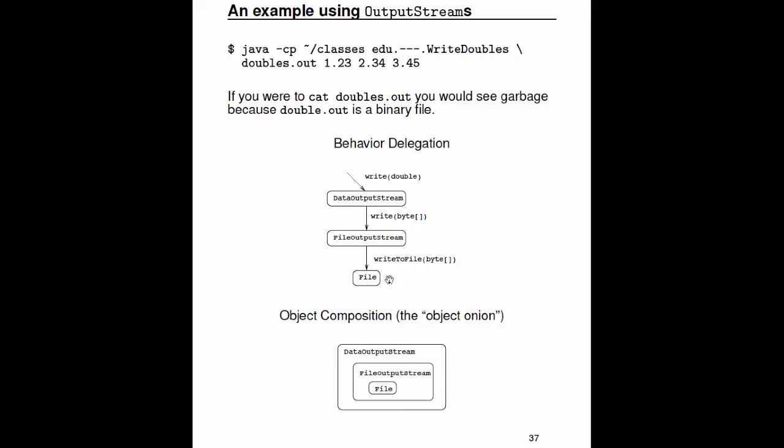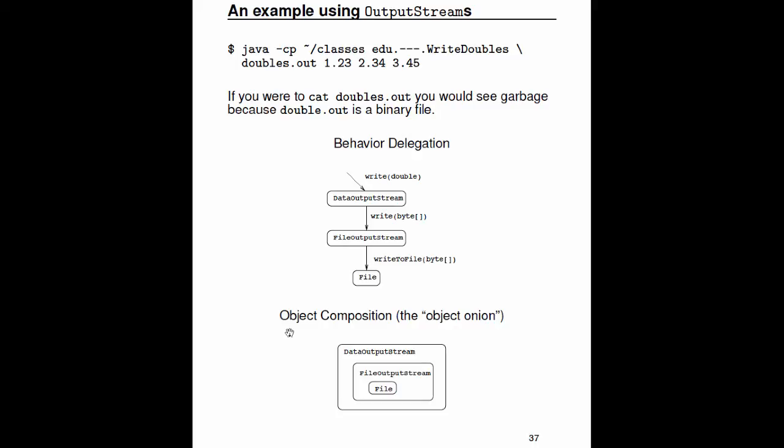First of all, we wanted to write to a file, so we used a Java IO file. But we wanted to write to a file, so we used a FileOutputStream, which provided some underlying implementation of writing to a file. But we didn't want to write just bytes to that file. We wanted to write a double, and so for that we used a data output stream. So when I call write double, that write double method on data output stream converts the double to bytes, writes it to an underlying file output stream, which then writes it to an underlying file.